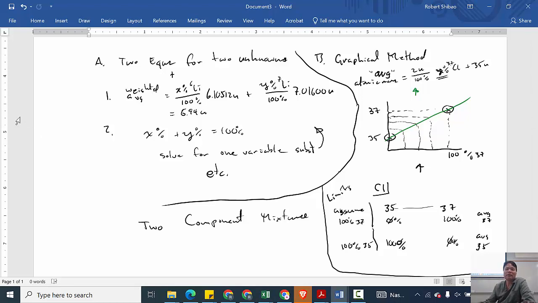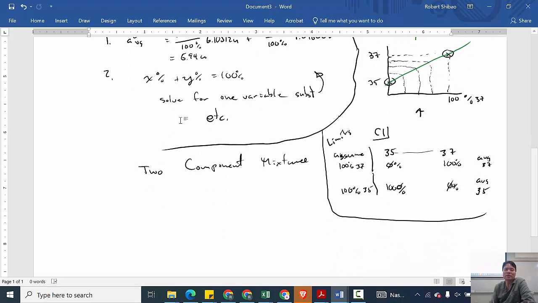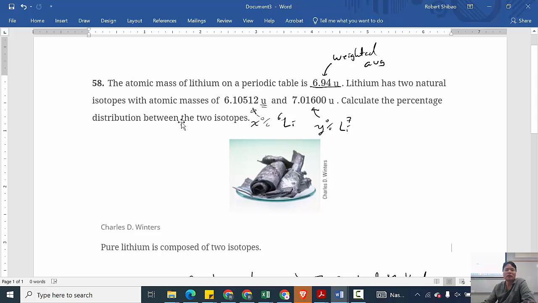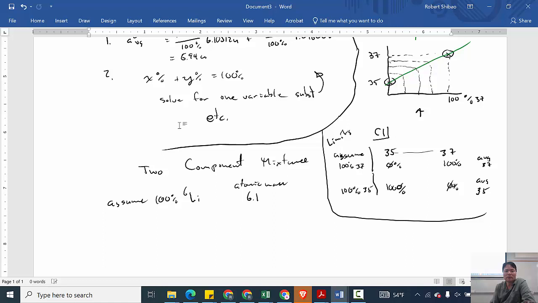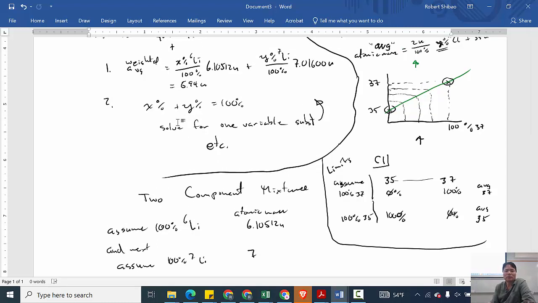For this one, I'll just draw a graph. And so rather than doing this, which is more algebra than I want to do, I think this is less algebra. And so for the lithium problem, I'm going to do this. I'm going to assume 100% lithium 6. If I assume 100% lithium 6, then what's the average mass? The atomic mass would be 6.10512. And then we make the opposite assumption. And next, forget this and assume 100% lithium 7. And that comes out to 7.01600.